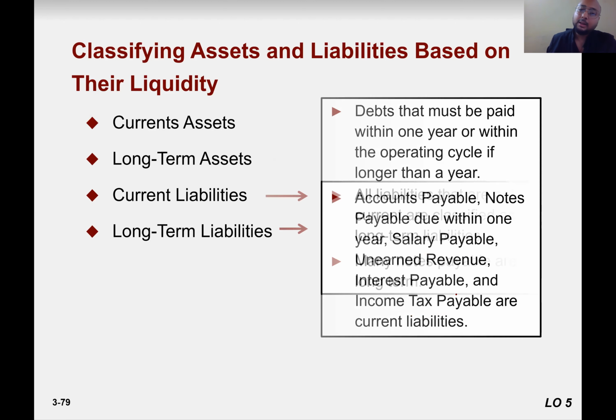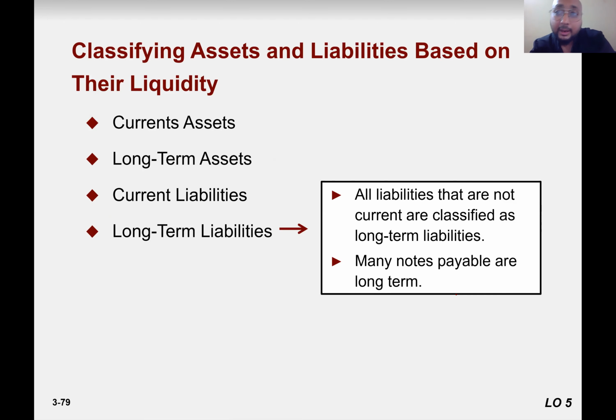The long-term liabilities are those whose life is more than 12 months or more than the accounting cycle, accounting period. So these are notes payable for long-term, and long-term debt like bonds payable, this kind of stuff, right?